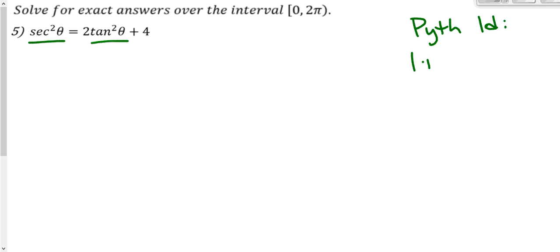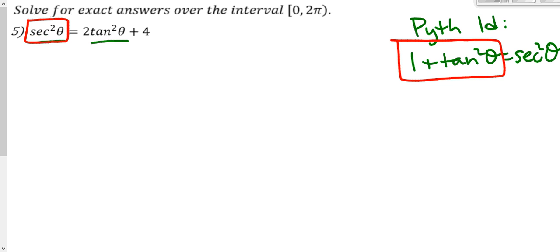Remember, 1 plus tangent squared theta equals secant squared theta. Not sine, secant squared theta, excuse me. And it doesn't matter if you say tangent squared theta plus 1 or 1 plus tangent squared theta. It's the same thing. So let's replace secant squared theta in our equation with 1 plus tangent squared theta. So that gives us 1 plus tangent squared theta equals 2 tangent squared theta plus 4.